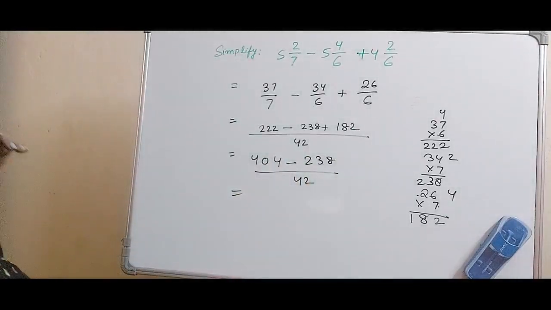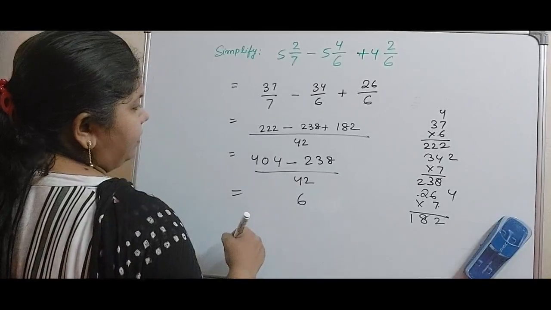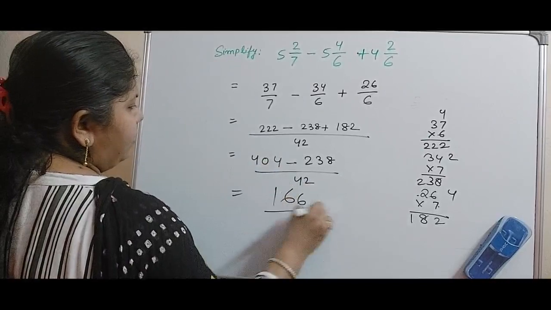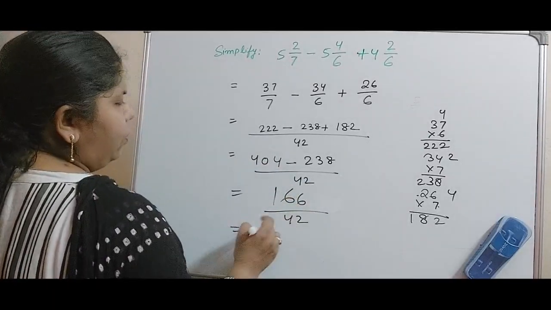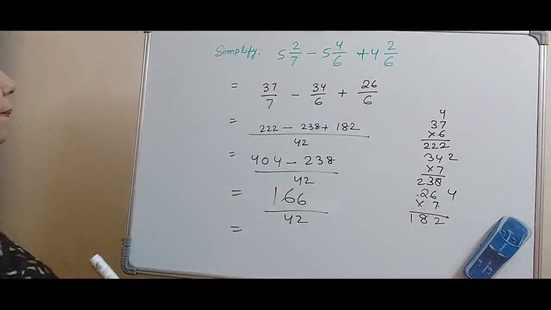After solving this, what do you get? 14 minus 8, it is 6. Then 9 minus 3, it is 6. Again, 1 gone, 3 minus 2, 1. So 166 by 42. You can reduce it to its lowest term.